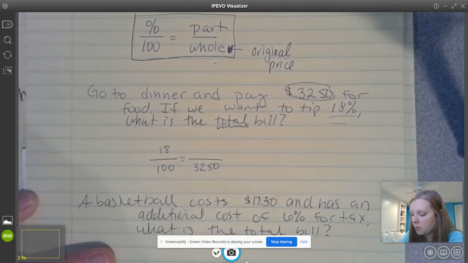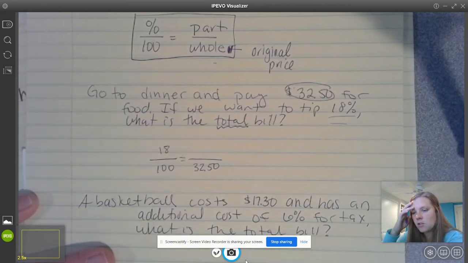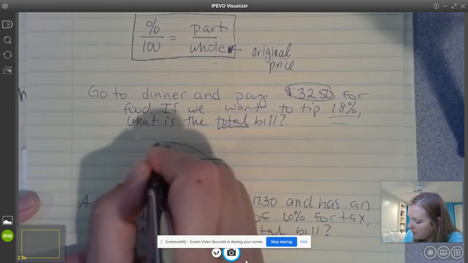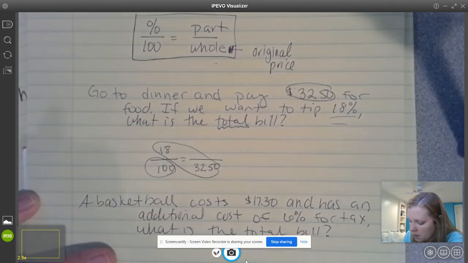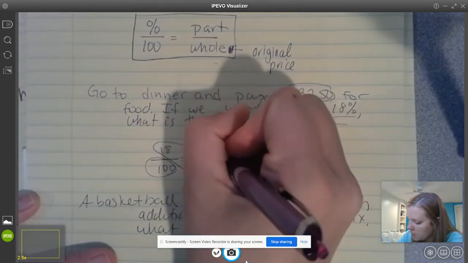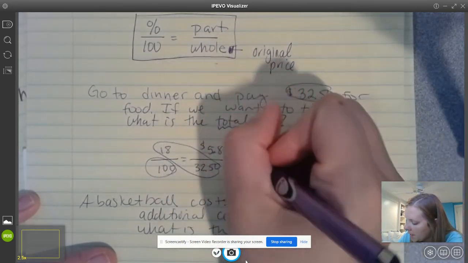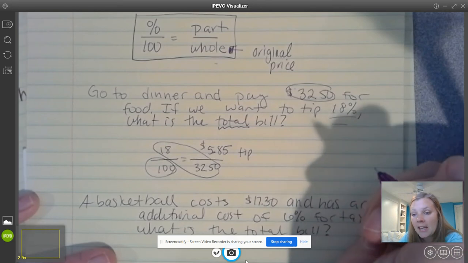In real life, normally we tip between 15 and 20%. 20% is generous, and it's saying that they did a nice job. 18% is normal. And so you would cross multiply and divide. 32.50 times 18 divided by 100 gives me $5.85. And that's how much we're going to pay for tip.